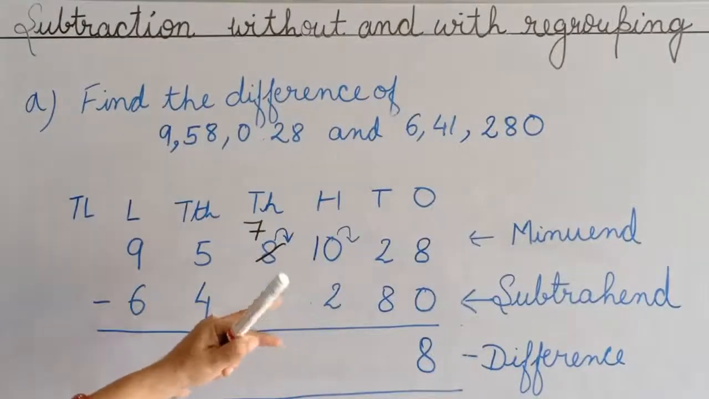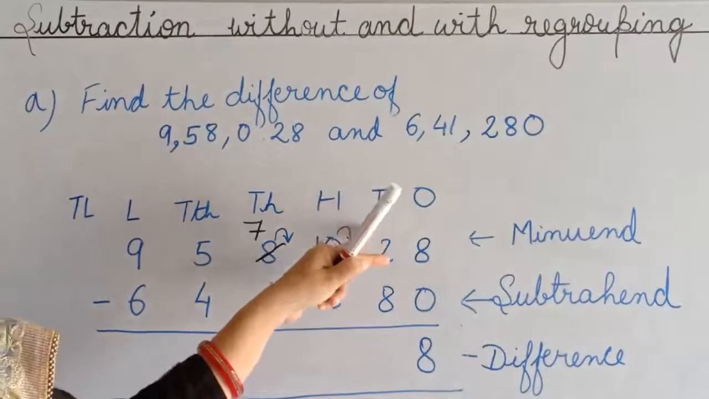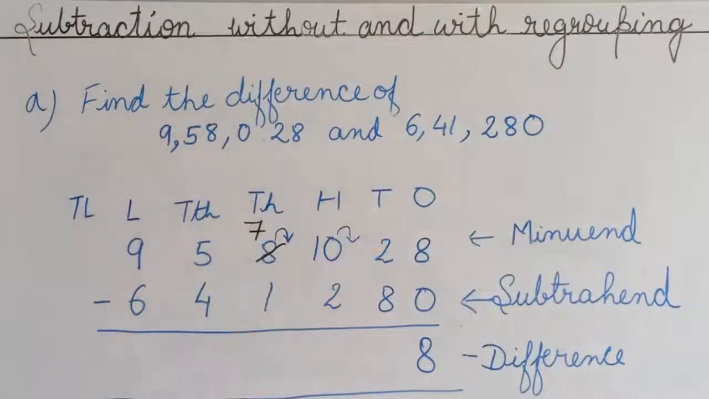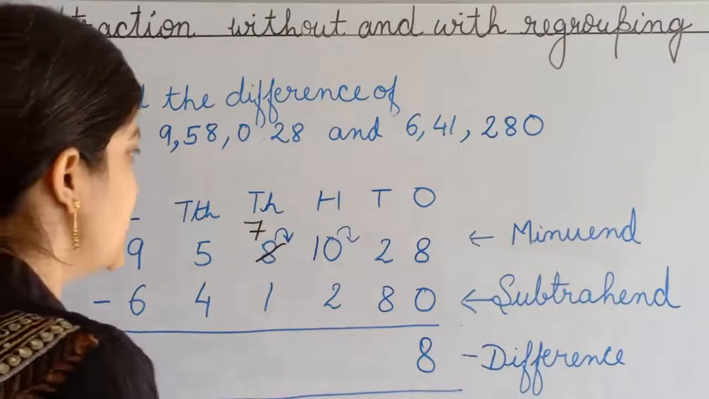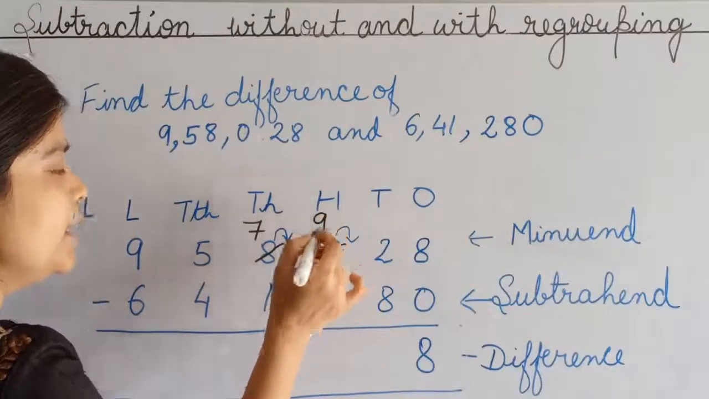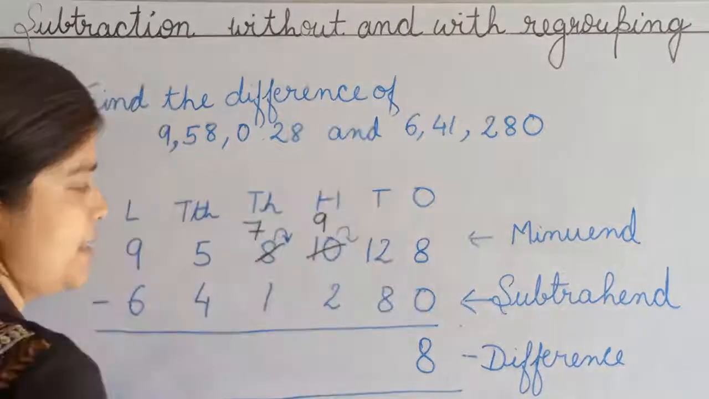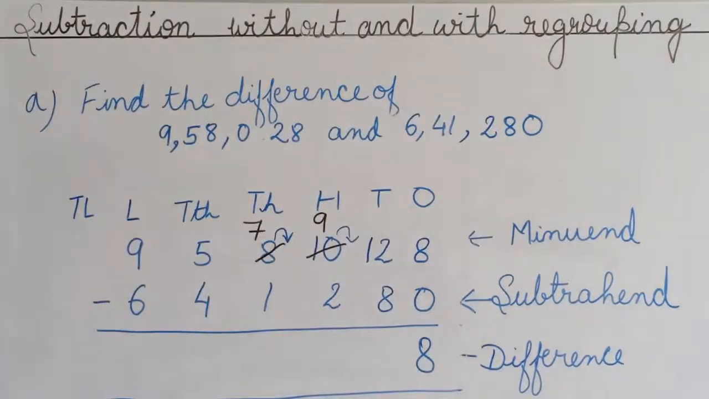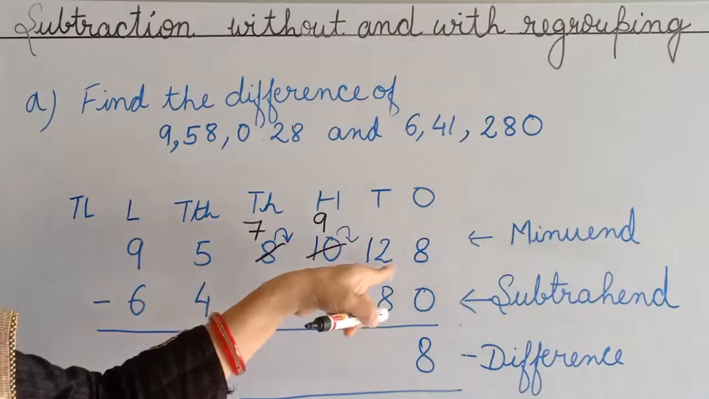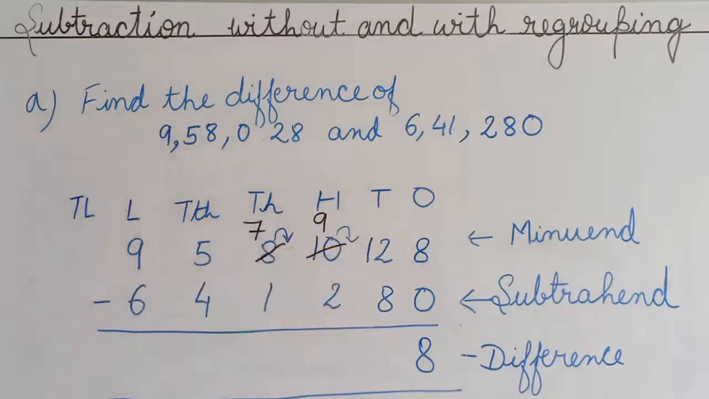Now this 1000 is able to give 100 to this tens. So when this 1000 is giving 100, this will become 900 and this will become 12 tens. Because we know now 100 is equal to 10 tens. So 10 plus 2 tens, which this tens already had, it is now 12 tens.